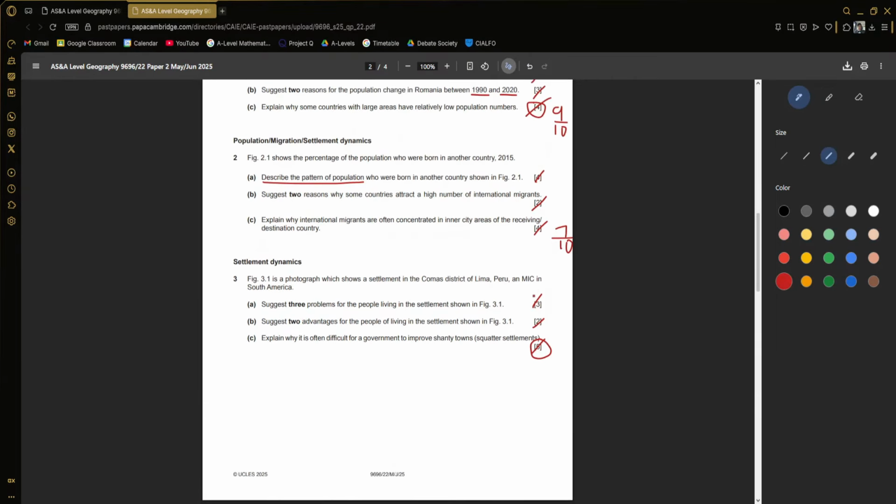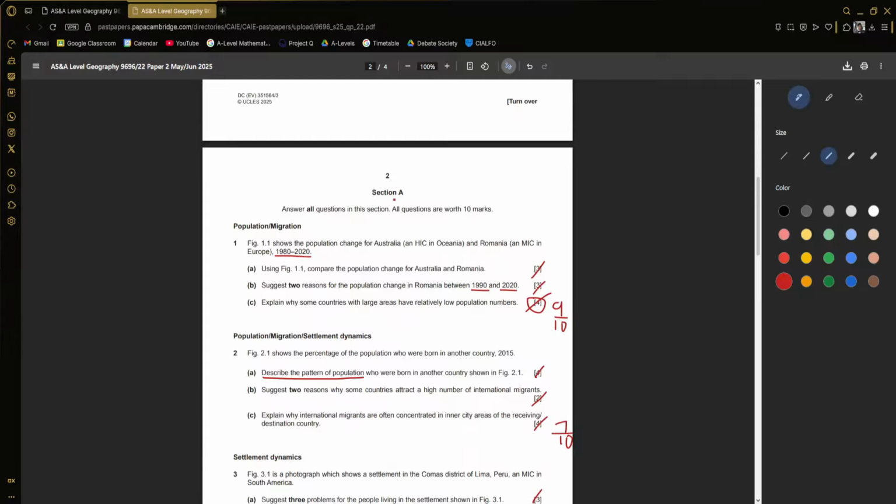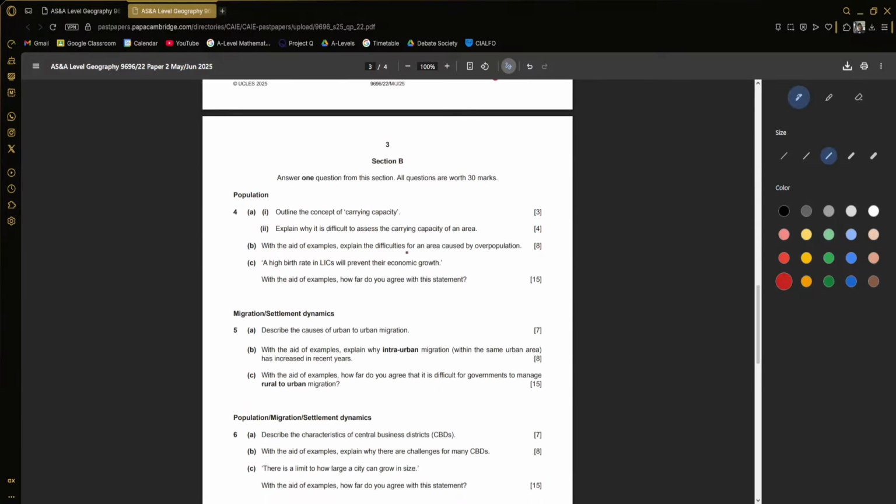So for this part 3, I got 7 out of 10 as well. So in total, I lost 7 marks. So I got 23 out of 30 for section A. Now, section B.